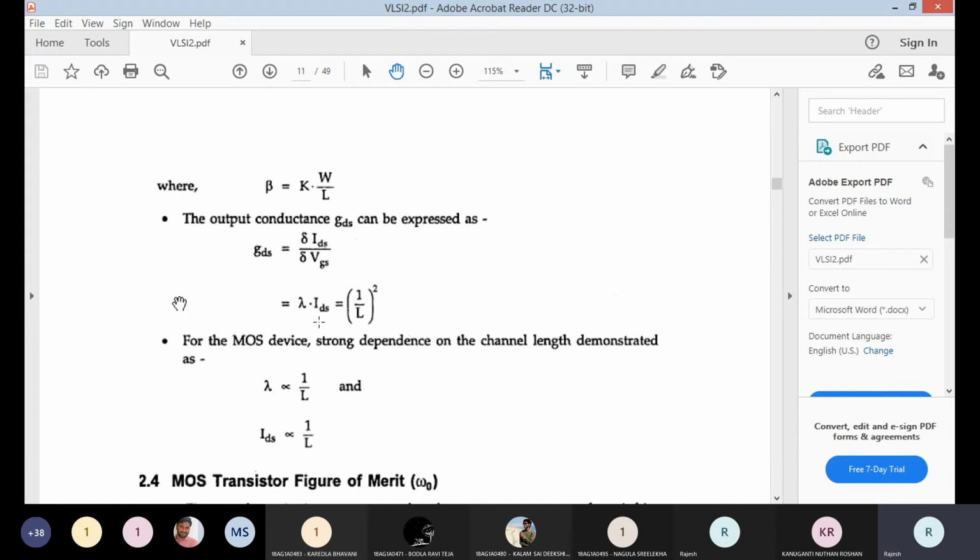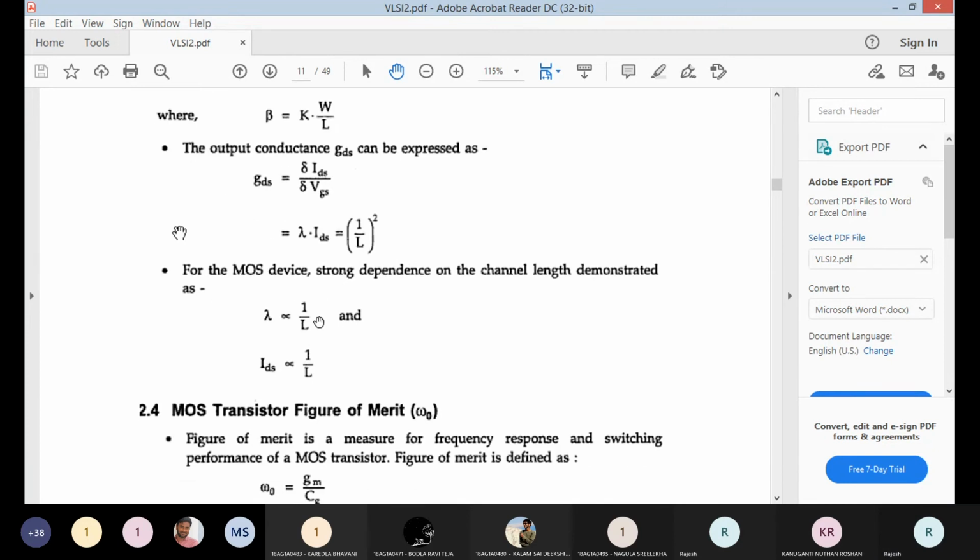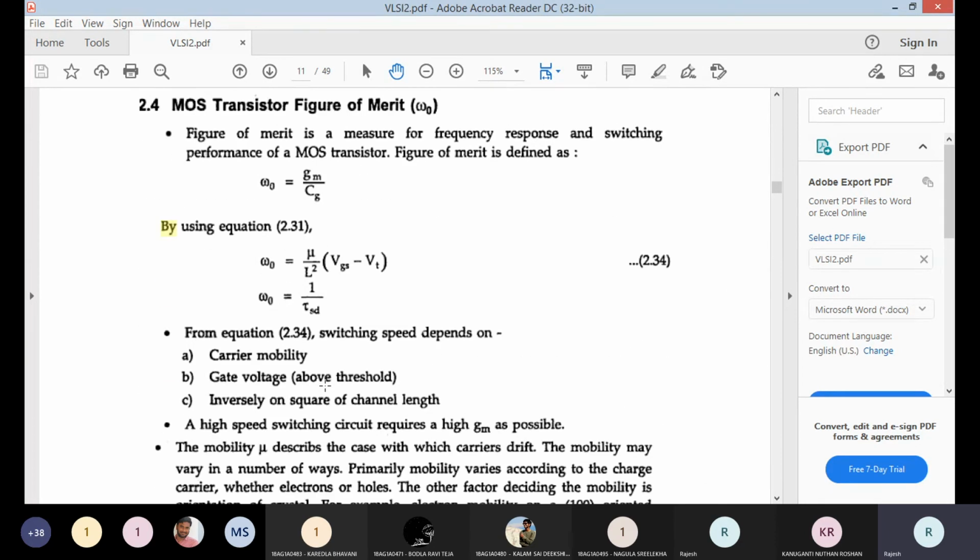For a MOS device, the strong dependence of channel length is represented as IDS. Actually, he has shown the direct equation with one lambda constant, lambda into IDS, and you get inversely proportional to L. Both conductance and transconductance, output conductance, are inversely proportional to channel length. So if you go for small channel length, conductance is more. Conductance is more means more electrons can move towards drain and corresponding IDS will increase.